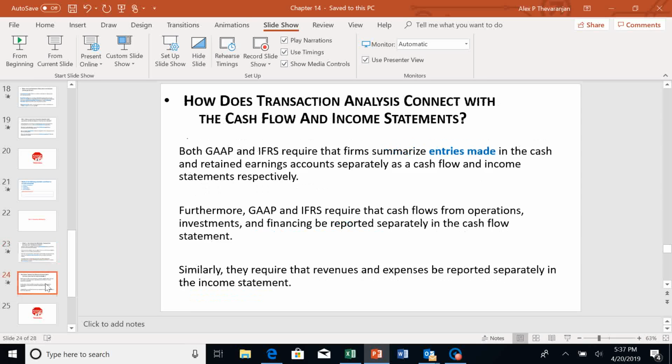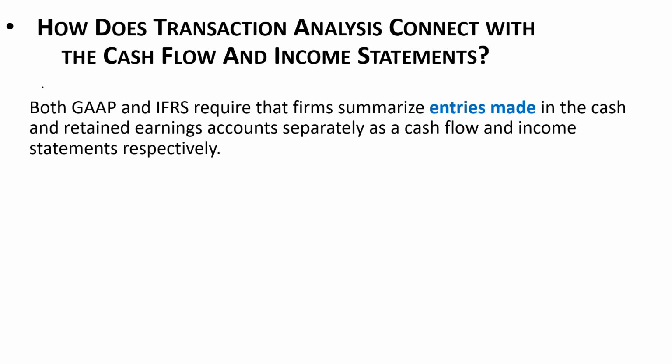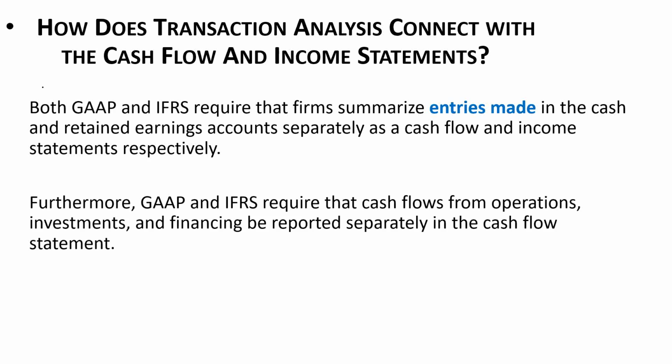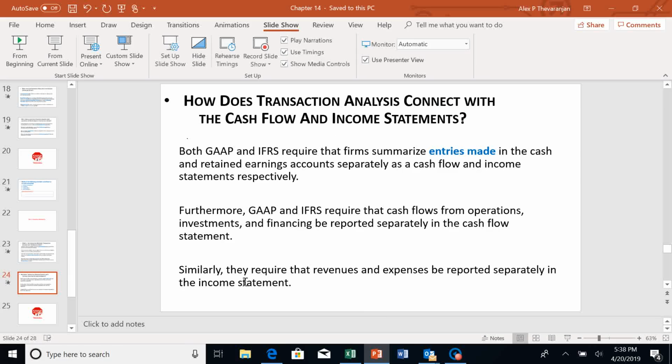So then what do GAAP and IFRS require? Both GAAP and IFRS require that firms summarize entries made in the cash and retained earnings account separately as a cash flow and income statement, right? And they want cash flow to be separated into cash flows from operations, investment and financing, and earnings to separate revenues and expenses. So if you see, that's basically what's going on here.